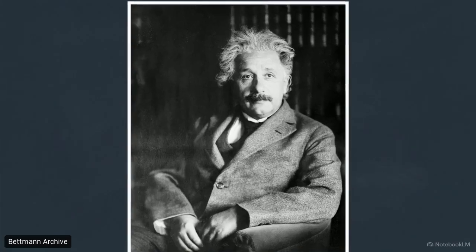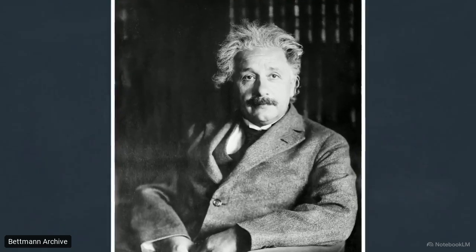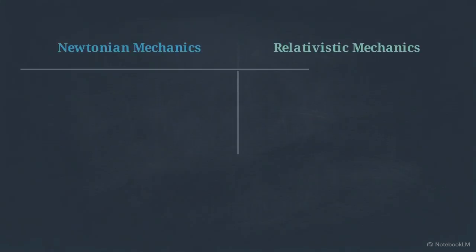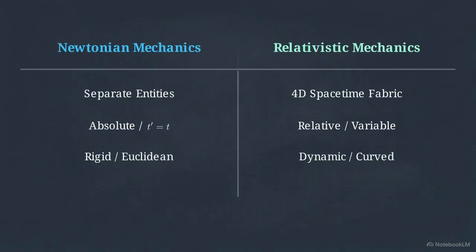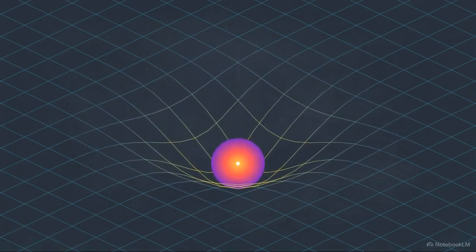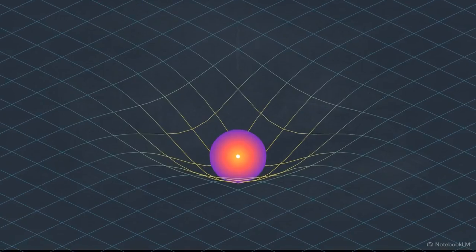However, as physics began to explore the extremes of the universe, cracks in the absolute stage began to show. Near light speed, or under intense gravity, time is no longer identical for all observers. The axiom that t' equals t breaks. In relativistic mechanics, space and time form a woven, dynamic four-dimensional fabric, warped and curved by mass and energy.